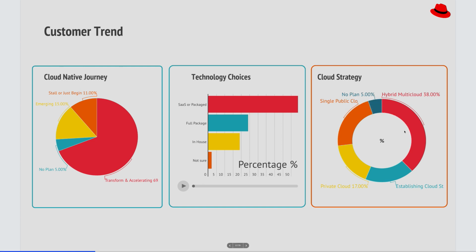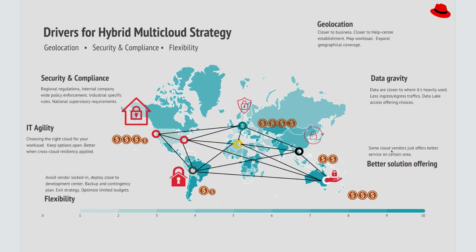That is, most IT departments have decided to deploy their applications not on only one, but on multiple or hybrid clouds. Well, here's why I think everybody is now adopting multi-cloud and why it is becoming more popular. Well, the first thought that comes to my mind is geolocation, right? You want your cluster to be closer to your business, wherever that is in the world, and maybe closer to a help center that your company just established. You want it to map your workload, and sometimes just expand geographical coverage.